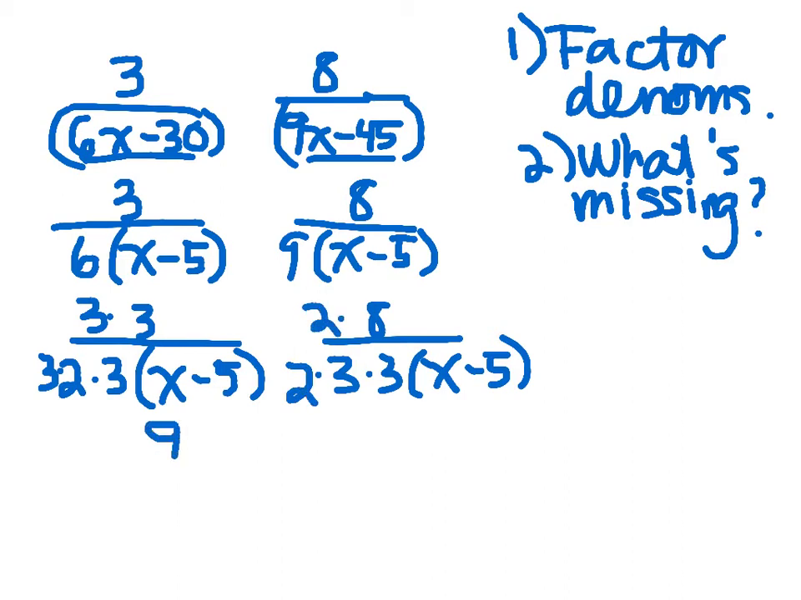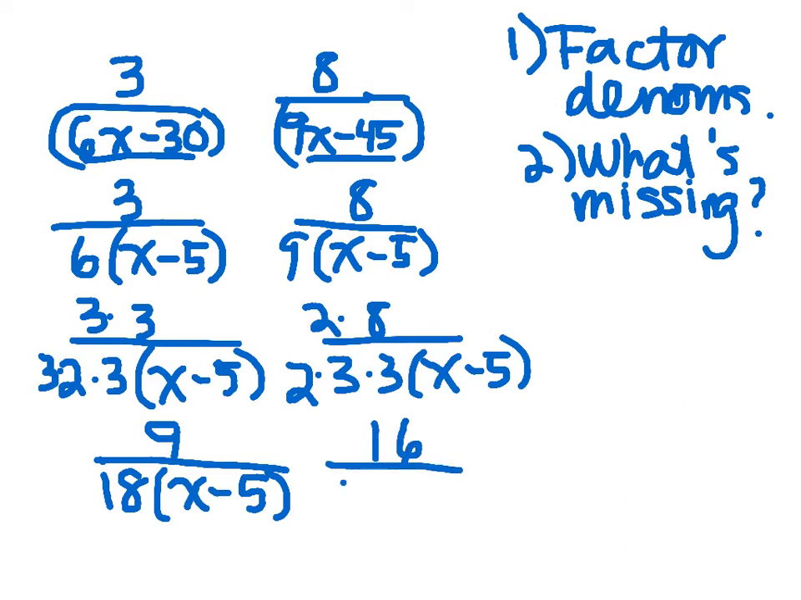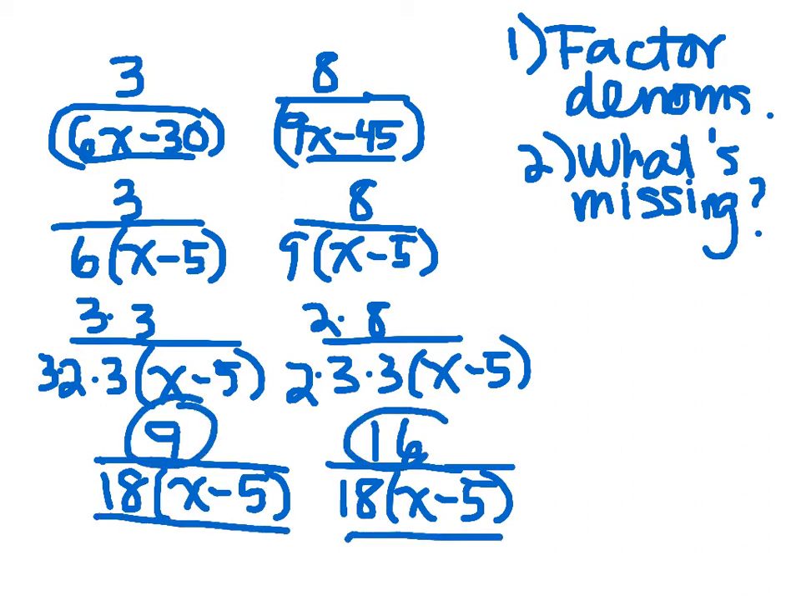We're not actually required to do this at this stage because the directions were just find the least common denominator, but that means that this would be 18. The least common denominator is 18 times (x minus 5). And the new numerators, even though I wasn't asked for that, are 9 and 16, because that's what we get when we multiply the top and the bottom. So now, let's take it to the next step.